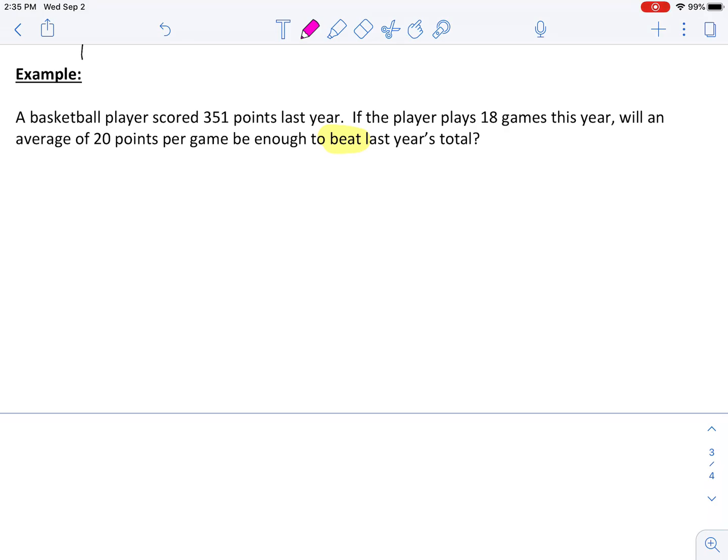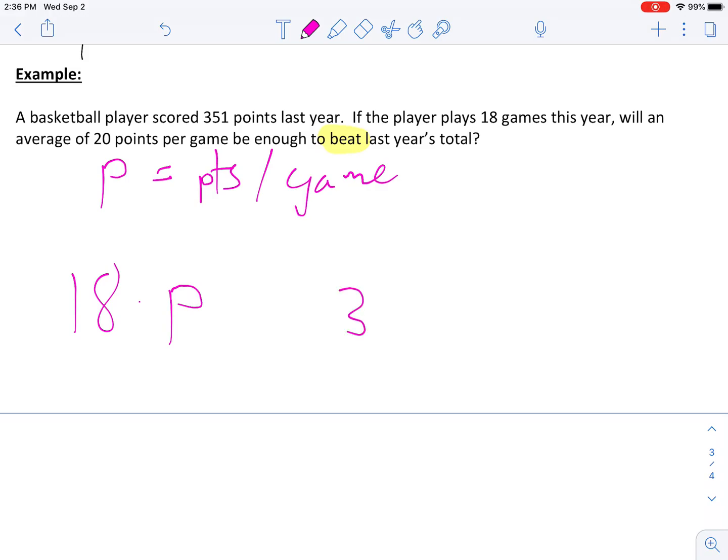So the first thing I'm going to do is I'm going to let P equal points per game. I just picked P because it starts with points. So points per game will be denoted by P. So if a player plays 18 games, so 18 times P, and we know that the total it has to beat is 351.